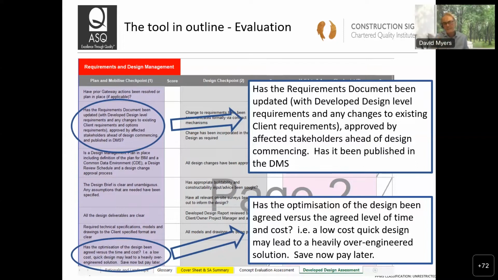And the point of this is not to say what's right or wrong. The point is just to say, do you understand the level of optimization and are you happy with it? Or would you actually be better spending more on the design and getting a better solution?